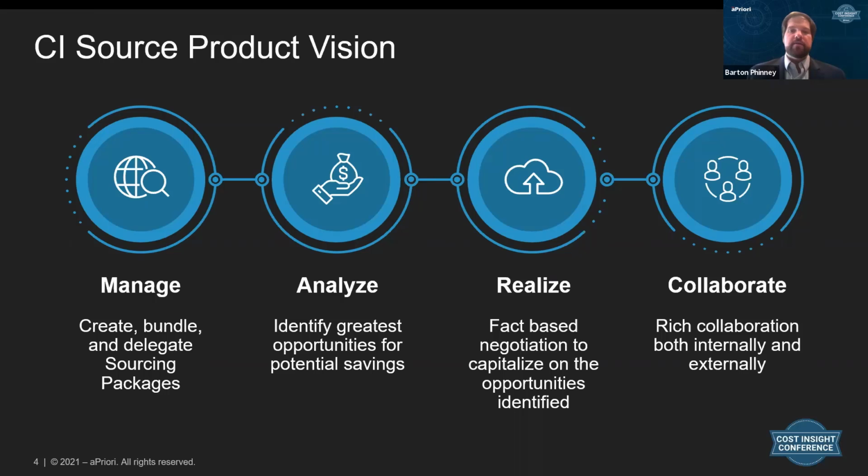A big strength of the aPriori platform is providing the data needed to find opportunities to negotiate on. So analytics is another major focus of CI Source, particularly around finding opportunities for potential savings. Once those savings have been identified, helping our users realize those savings by providing the should cost estimate in a more consumable format and providing the assumptions that make up those costs so that they can be used in fact-based negotiation. And then a major benefit of our cloud platform in general is collaboration. And we envision providing a rich collaboration experience, not just internally for the roles that support the sourcing organization, but also the opportunity to collaborate externally with suppliers as well.